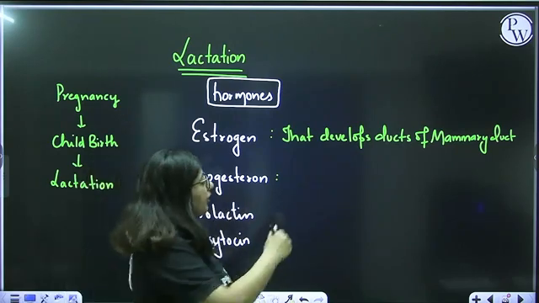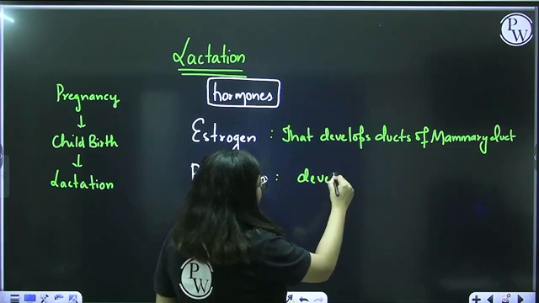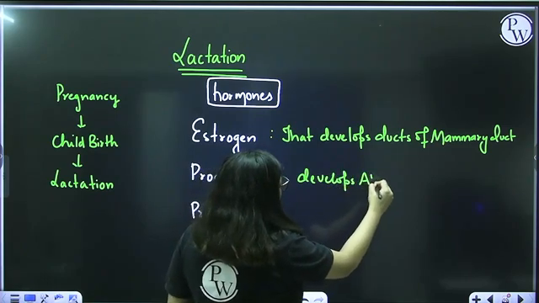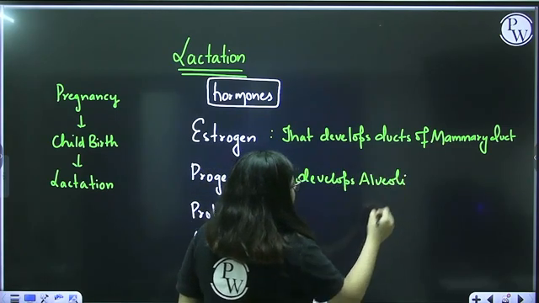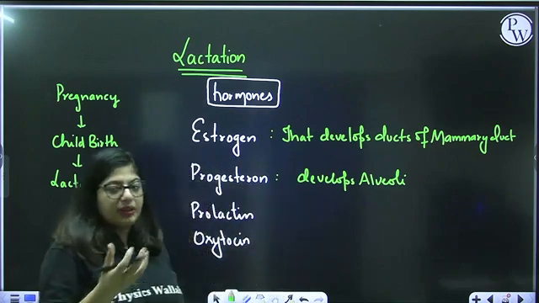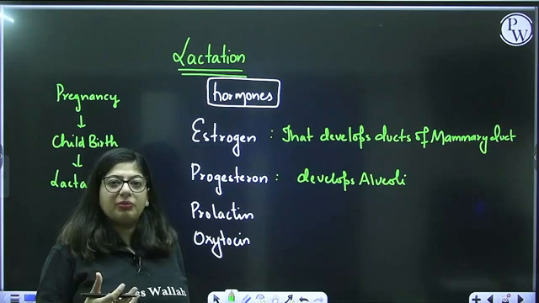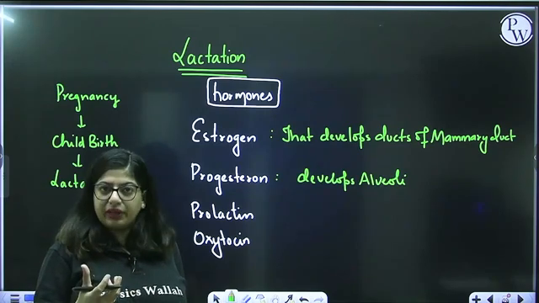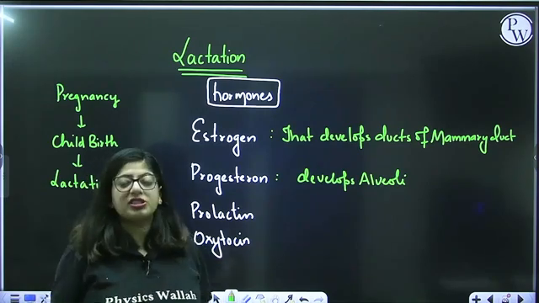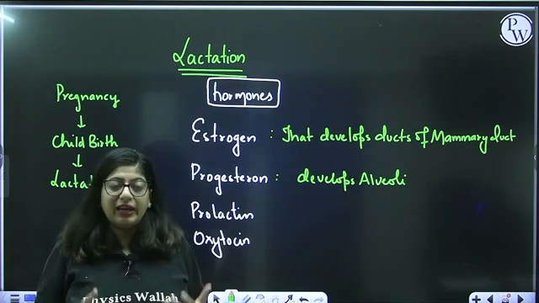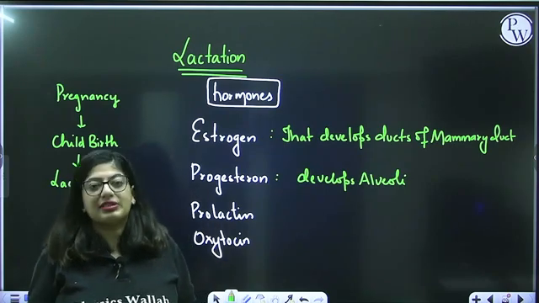So this hormone develops alveoli, because the female is pregnant, and she has to feed the baby. For feeding the baby, we need to produce milk, and milk is produced by alveoli. So it's time to develop alveoli for the female. That's why the size of the breast increases more.